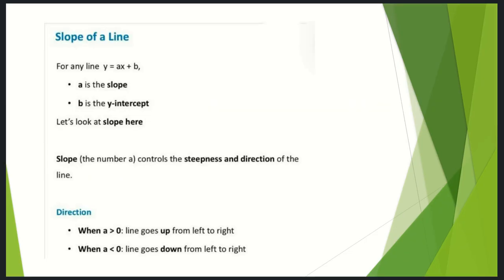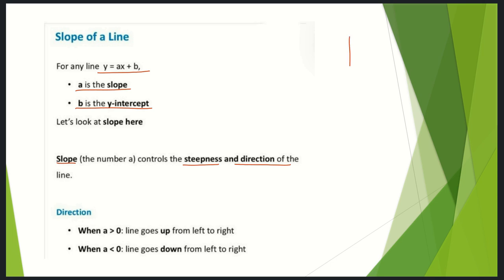For any line, the general format of the line will be y = ax + b. So a will be your slope and b represents the y-intercept. Now what do you mean by a slope? Slope means steepness and direction, which means how steep the line is. What do you mean by a y-intercept? The y-intercept is the point where the graph or the line cuts the y-axis.